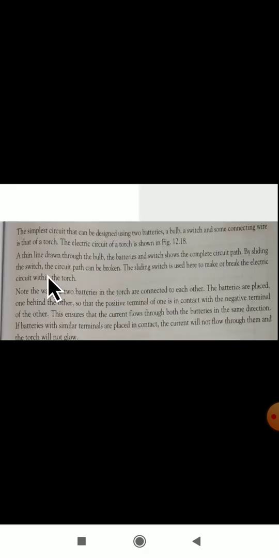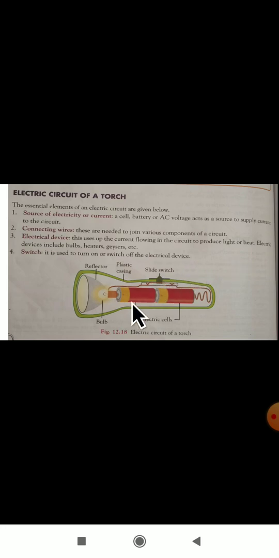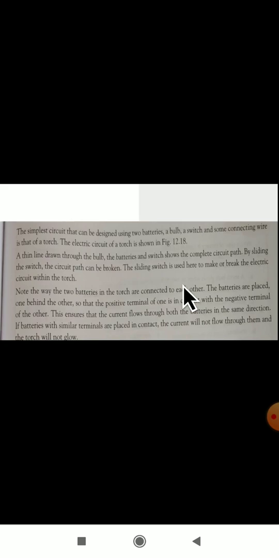A thin line drawn through the bulb, batteries and the switch shows the complete circuit path. They have given two cells and one bulb, and this thin line, a plastic casing, completes the electric circuit here. By sliding the switch, the circuit path can be broken. The sliding switch is used here to make or break the electric circuit within the torch. Why are we using the sliding button? To switch the torch on or off.